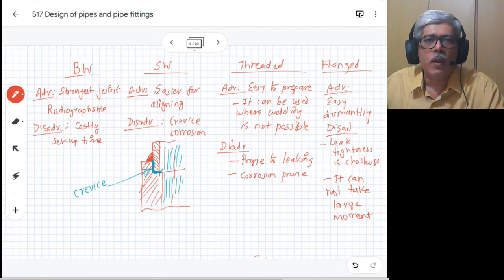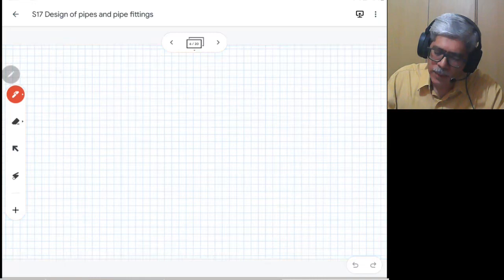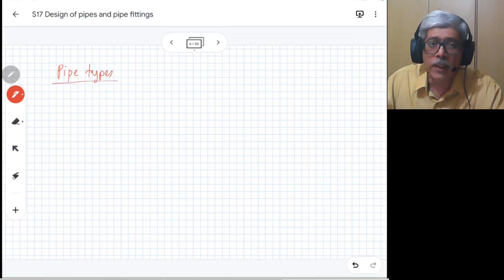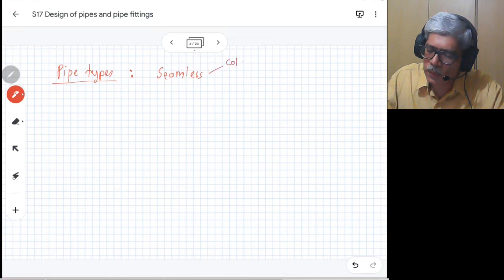The pipes can be ordered in three forms. So we have the pipe types, or the way in which they are available. They are available either as seamless, which are either cold drawn or hot drawn.